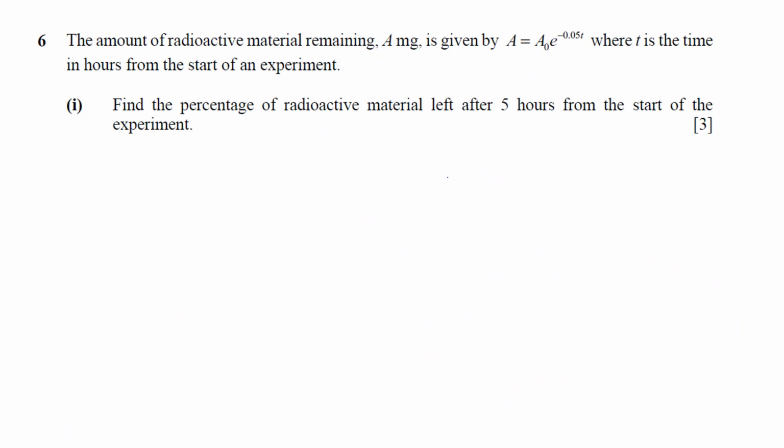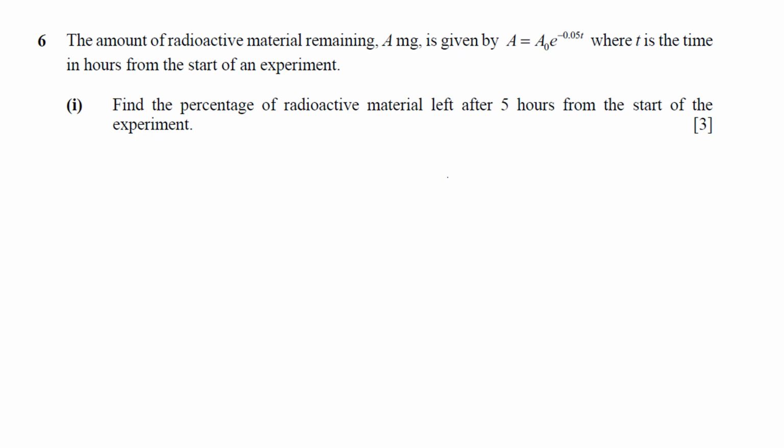Right, let's look at question 6. So question 6 is a question on radioactive material. So you're given the formula A is equal to A subscript 0 e to the power negative 0.05 t, where t is the time in hours from the start of an experiment. Find the percentage of radioactive material left after 5 hours.